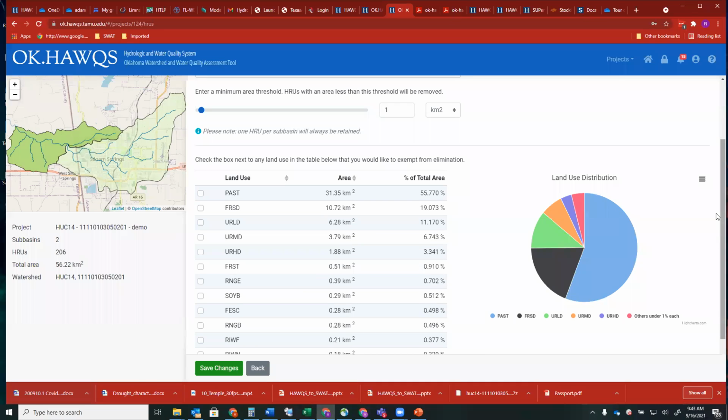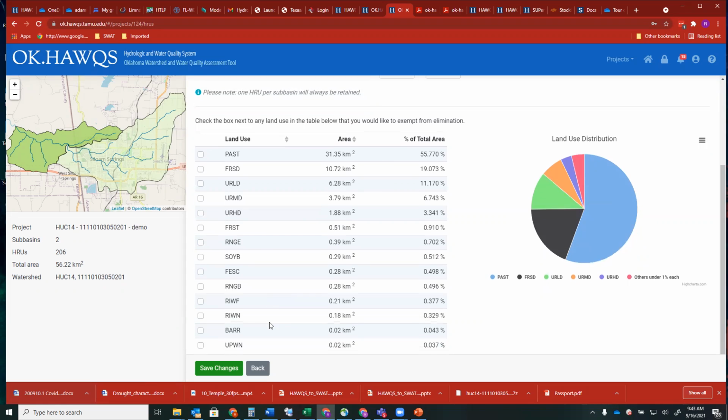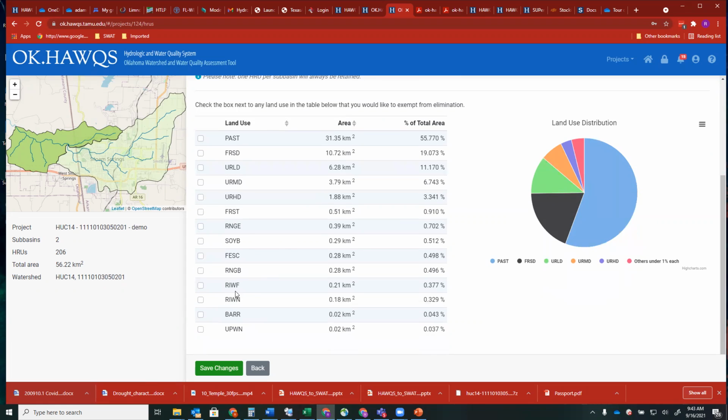So it shows you pasture is the dominant land use, almost 31.35 square kilometers, which is 55% of the watershed. The next major one is forest, deciduous forest. Then the next is urban in this watershed. Agricultural is a very, very small percentage here, actually, okay? So like soybean has 0.29 square kilometers. We have, these are all riparian forest. So when you move the cursor, it will tell you what that land use is, actually, okay?